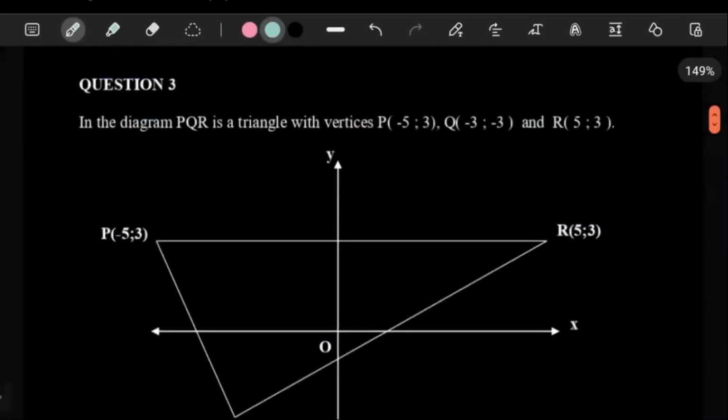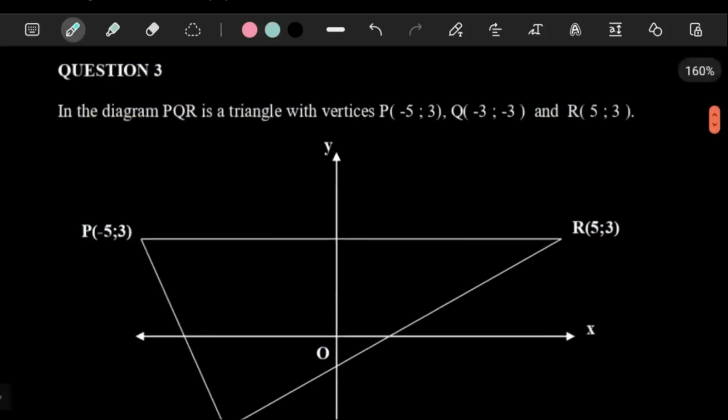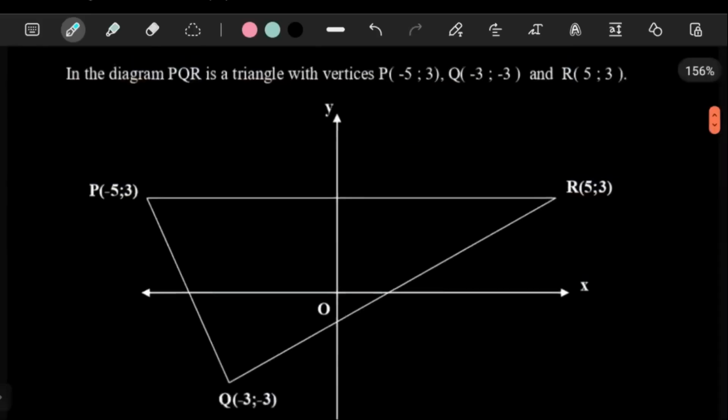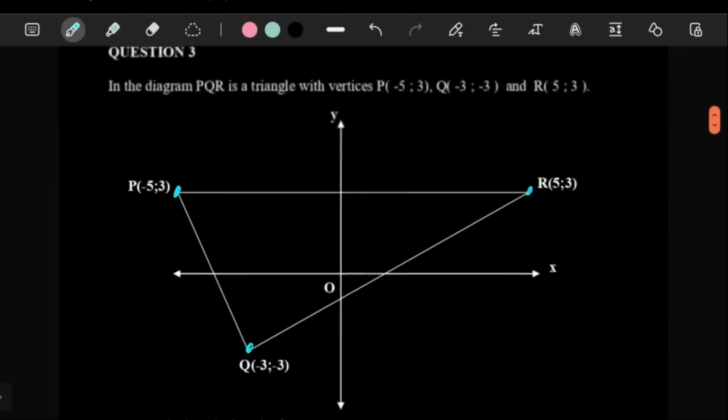Moving on to question number 3, analytical geometry. The big idea with analytical geometry is, as the name suggests, you need to analyze things. If you don't give yourself time to analyze properly, things are not going to go well for you. But anyways, it says in the diagram, PQR is a triangle. It has vertices. And then it says, calculate the length of QR.